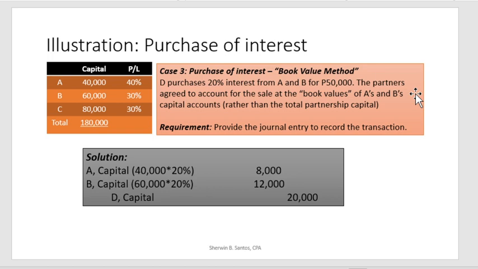The selling and the buying partner, na gamitin yung book value ng A at B capital account. Ano ba ang book value niyan? Yung naka-record dun sa partnership books. The 40,000 and 60,000.